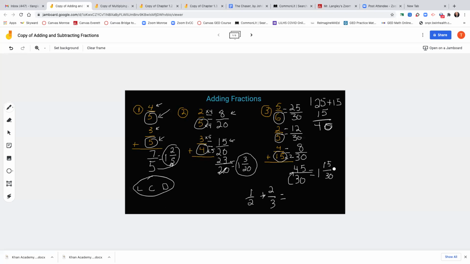Now, this is a great example of the last question you should always ask yourself. Did I do that right? 30, 40, yep. Can I reduce this fraction right here? And the answer is yes, because 15 goes into 30, so it becomes 1 1/2.